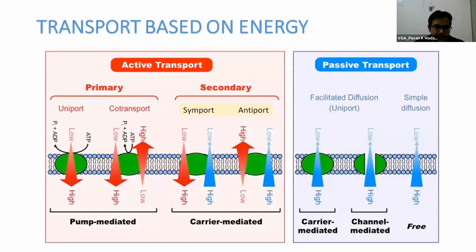So coming here, we have this transportation based on energy. We have divided it into active transport and passive transport. This table is a bit confusing to some extent, so let us move on to the whiteboard. Okay. So based on energy, it is classified into two types.